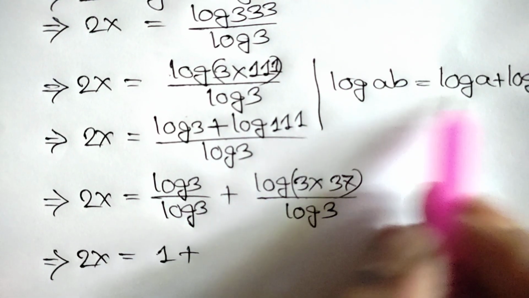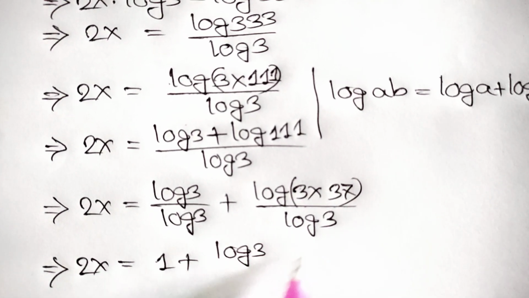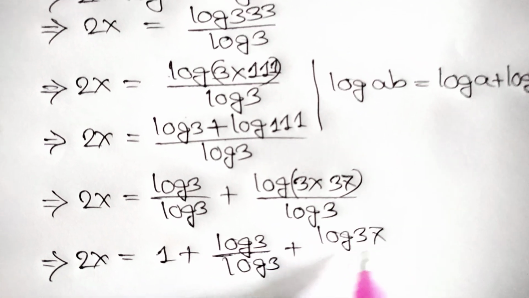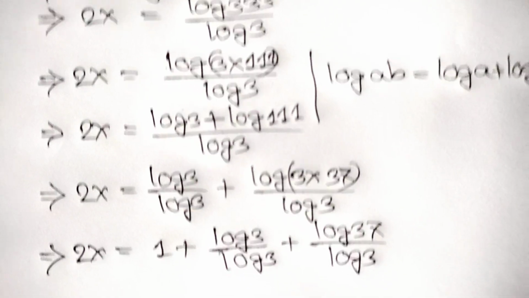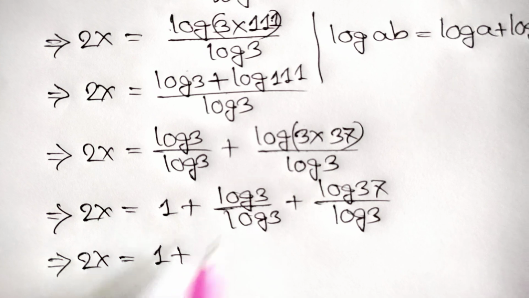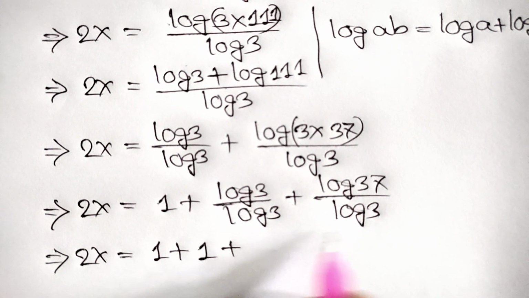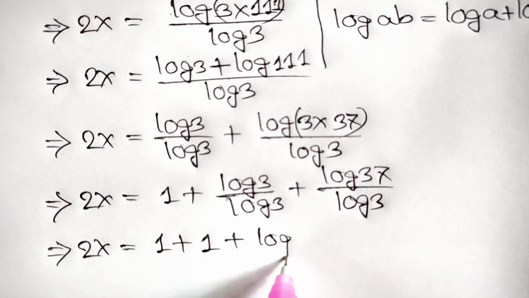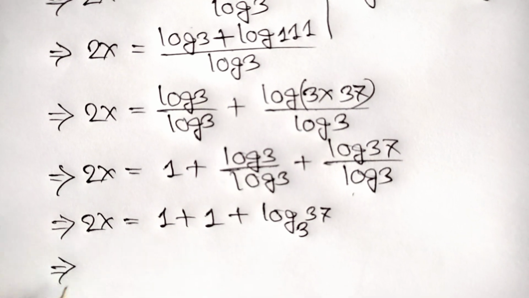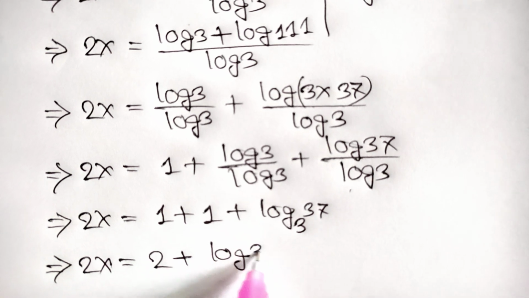and similarly here we can apply this rule. So we can write here log of 3 over log of 3 plus log of 37 over log of 3. Or 2x is equal to 1 plus log of 3 over log of 3, that means 1 plus, and here we can apply a logarithm rule. So we can write here log of 37 base 3. Or 2x is equal to 1 plus 1, that means 2, plus log of 37 base 3.